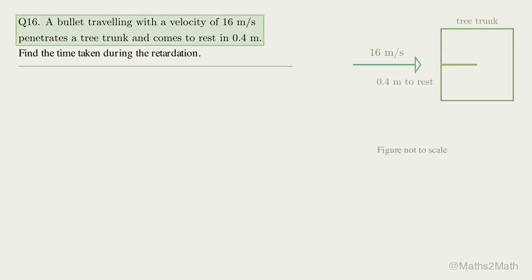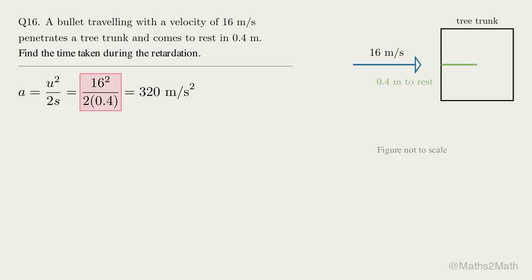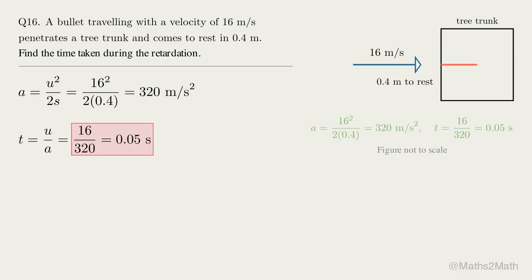Question 16. A bullet at 16 meters per second penetrates a tree trunk and stops in 0.4 meters. What does this mean? First, find the deceleration from the stopping distance, then the time from v equals u minus a t. From v squared equals u squared minus 2as with v equals 0, a equals 16 squared over twice 0.4, which is 320 meters per second squared. Then the stopping time is u over a, 16 over 320, which is 0.05 seconds.